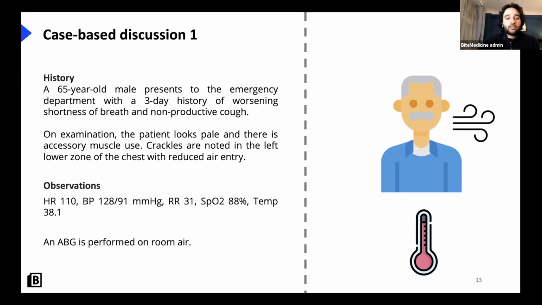On examination, he looks pale. There is accessory muscle use. He's got crackles in the left lower zone of the chest and has reduced air entry. So just pop it in the chat what you guys think. What do you think of this chap's observations? What is abnormal, if anything, and just what are your thoughts on the observations?